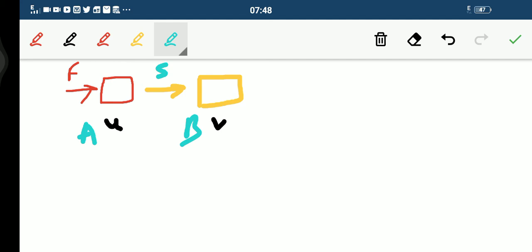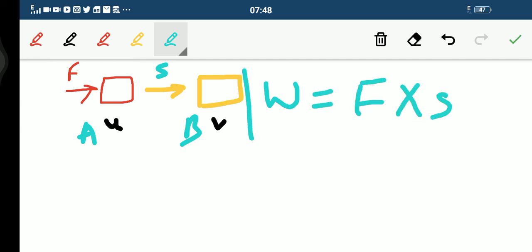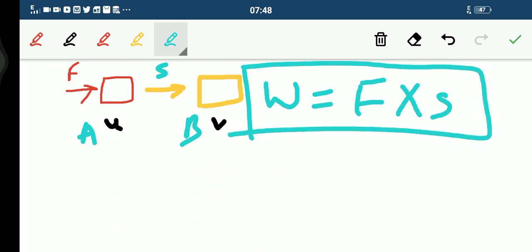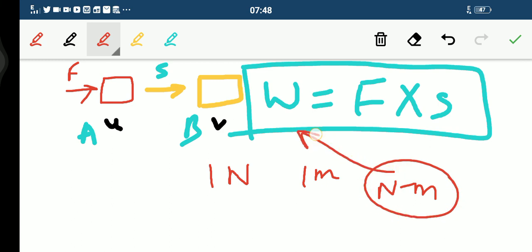Then the work done by the force on that object will be equal to force into displacement. Remember this formula. Alright students, we can easily calculate its SI unit. How? We know that the unit of force is Newton. So let's do it quickly: 1 Newton, and displacement is 1 meter. So the SI unit of work done becomes, yes children, very good, Newton meter. This is the SI unit of work, and we also call it joule.